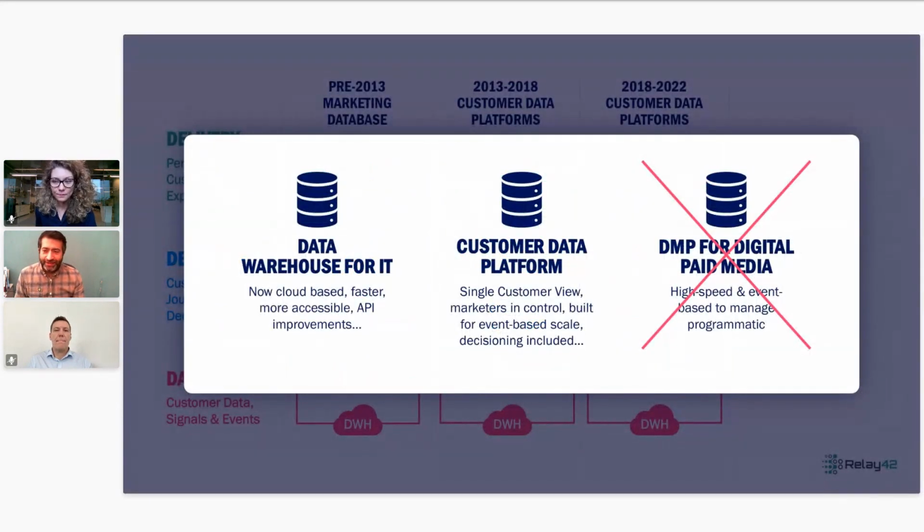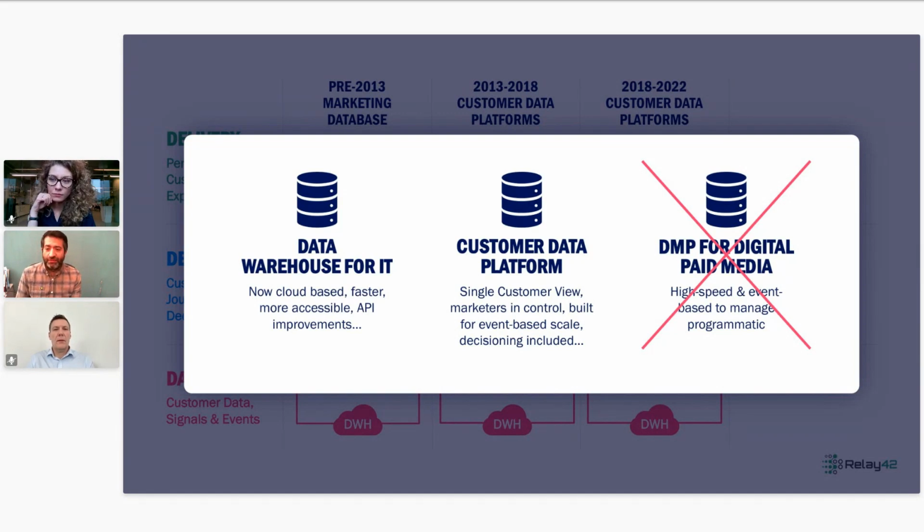So at this point, we still have the data warehouse sat with IT. However, since the previous times, they're now cloud-based. They're faster, they're more accessible. APIs have come on leaps and bounds in terms of security, speed, and performance. So suddenly the data warehouse is becoming interesting as something that we could think about: could that perform what we need in terms of being that central single customer view?